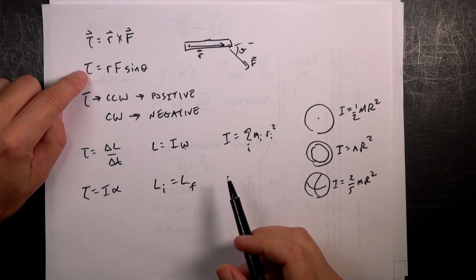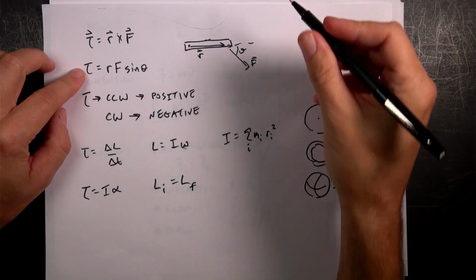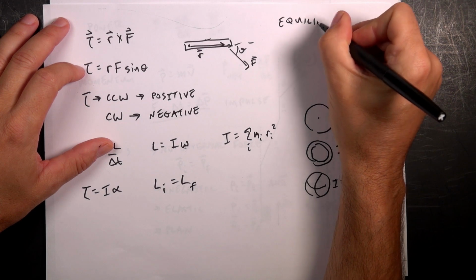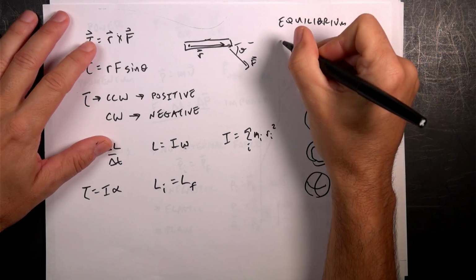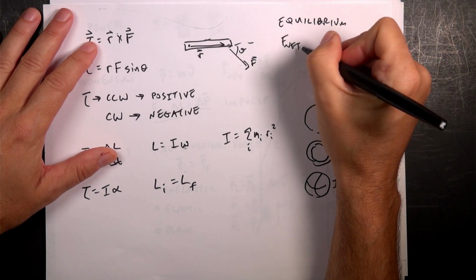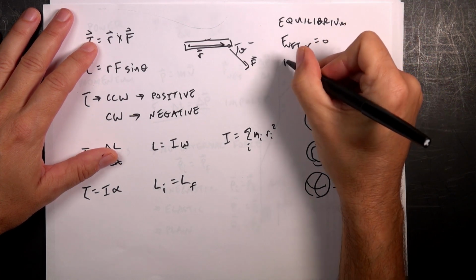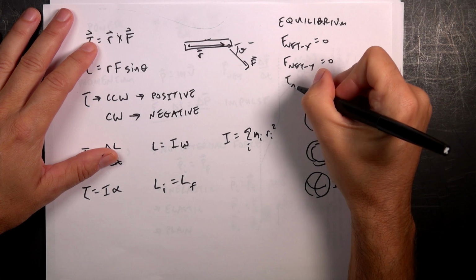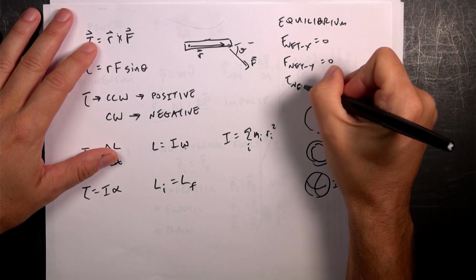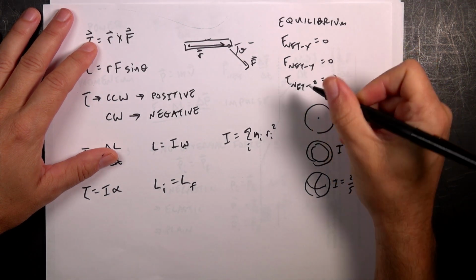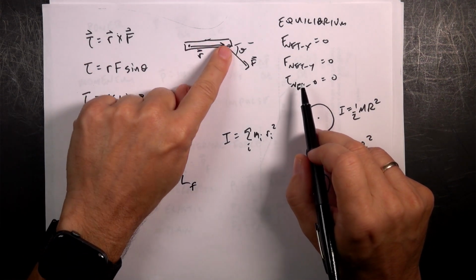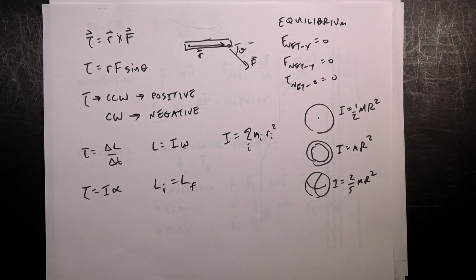But up here, this is really important, going back to the torque: if it's in equilibrium, then F net x equals 0, F net y equals 0, and torque net about O equals 0. So the torque about any particular point that you want to pick is 0. You can pick the point about which you want to calculate the torque.